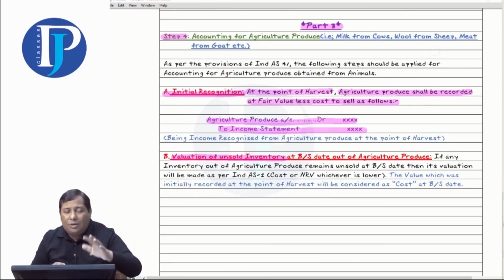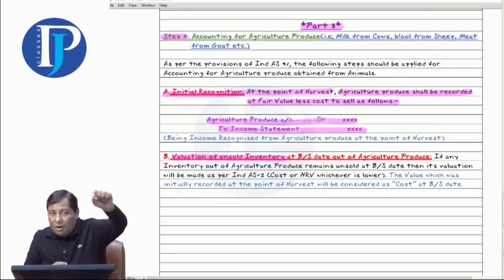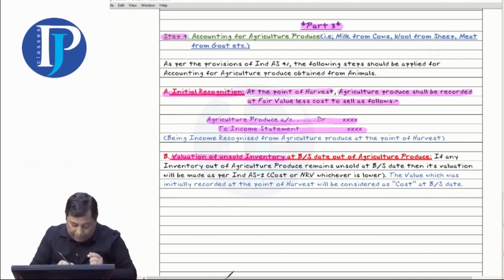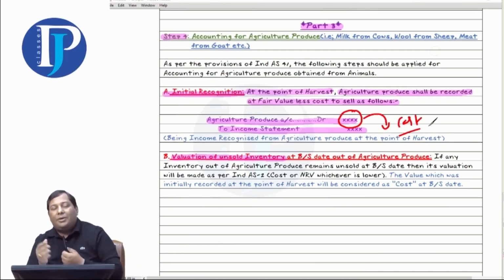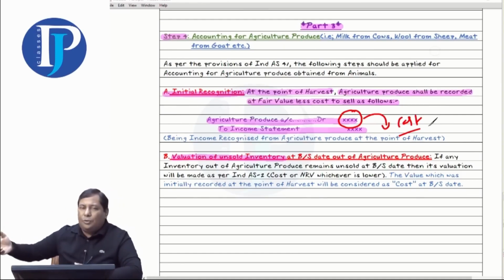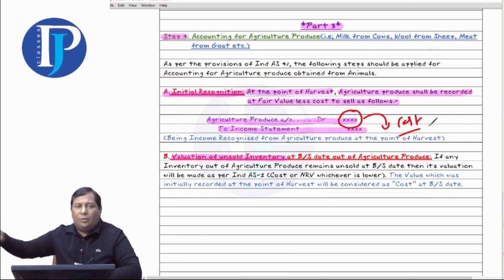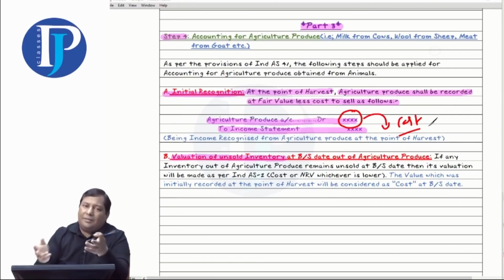Now you will say, sir, there is no cost. It is the one you had recorded initially, fair value less cost to sell. Initially, this amount was recorded. Now this will work as cost in Ind AS 2. It's your cost. Okay, sir, simple. It's just the same fair value model. We initially recorded the fair value. Ind AS 2 says cost or NRV, whichever is lower. You took the same old cost, then we are looking at fair valuation.